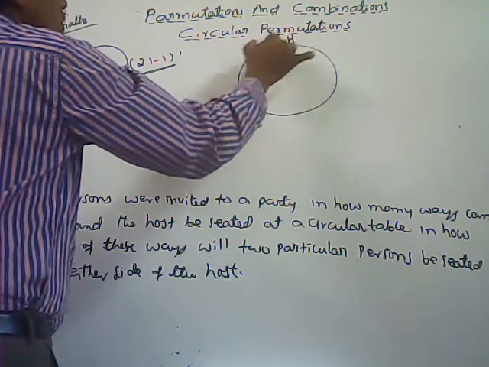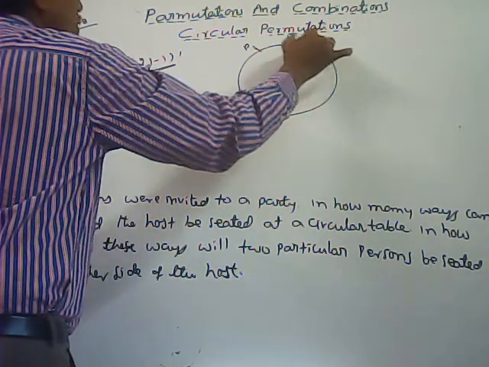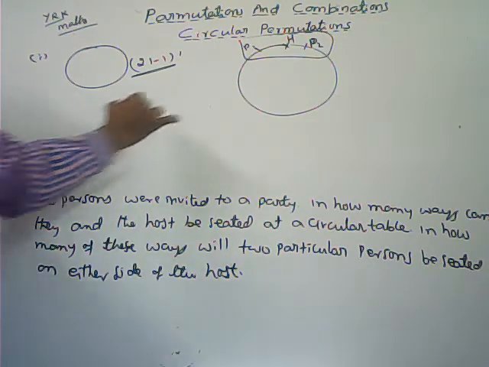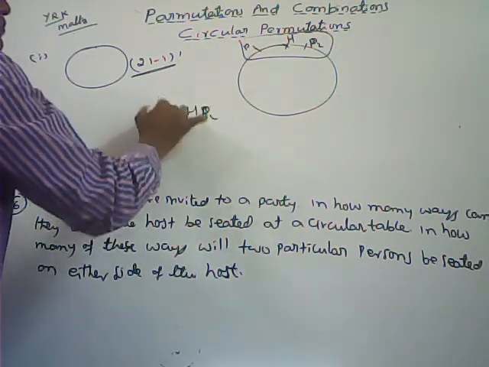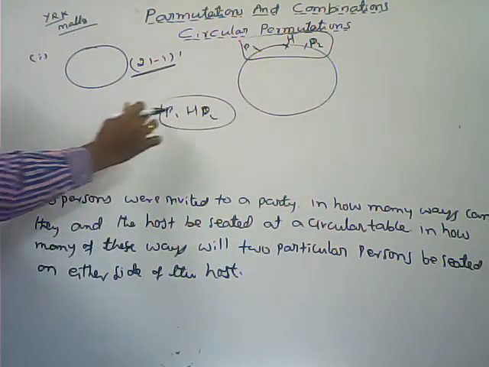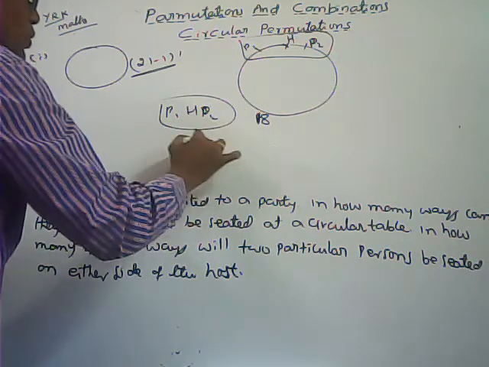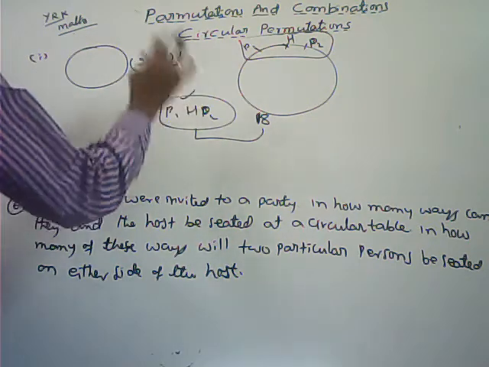Here this is the host and these are the two particular persons. These two particular persons always sit either side of the host only. So P1, H, P2. Remaining total 20 persons are there. Here 2 have been taken separately, so remaining 18 persons are there. Total, this one you have to consider one object, otherwise one element or one person you can consider.